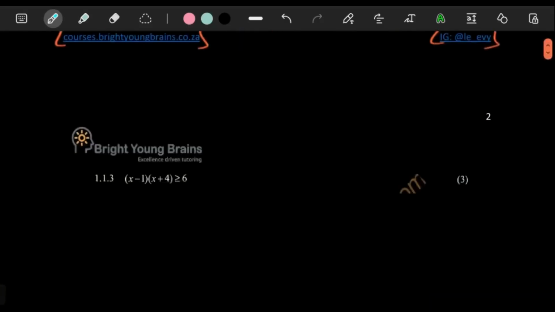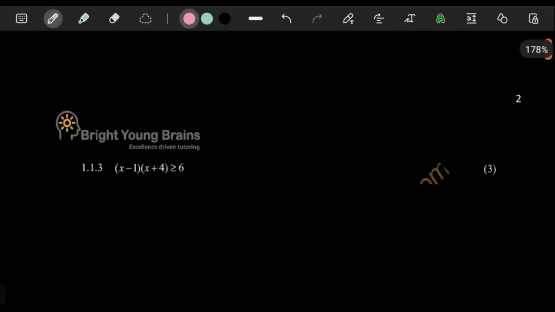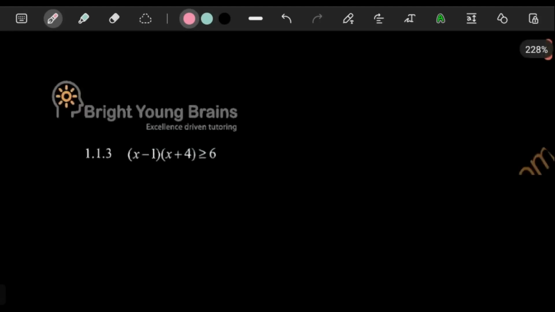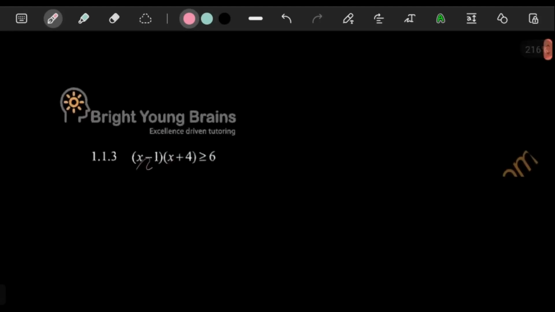So the next question here, it's a question that clearly requires us to know our knowledge of inequalities. So when you work with inequalities like this, you need to be careful. So there are two ways to go about this question, or rather, let's use the easiest way. Let's just work it out. So what you can do is you can just multiply out these brackets first and then take the 6 over.